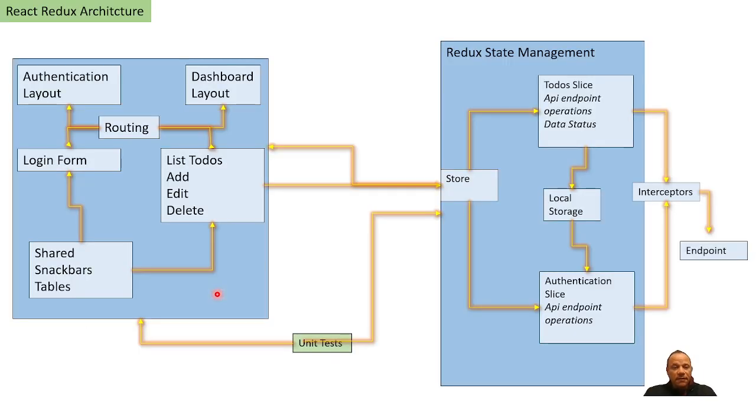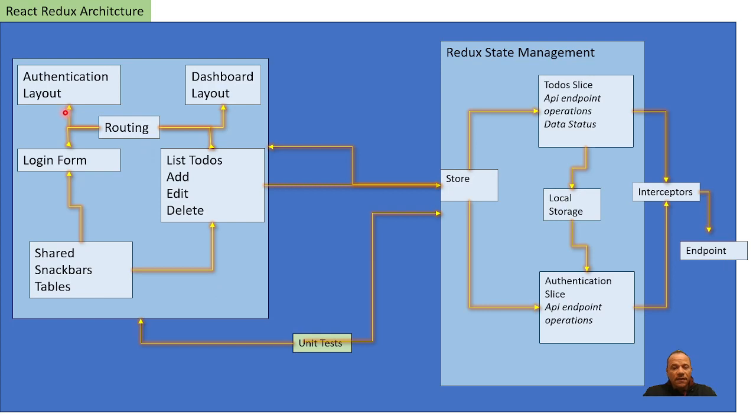So our architecture is basically: the app will have two layouts and some components, and routing will manage the routing to the components and displaying the correct layouts. Also, it is going to have shared snack bar and table components that are used by these controls.